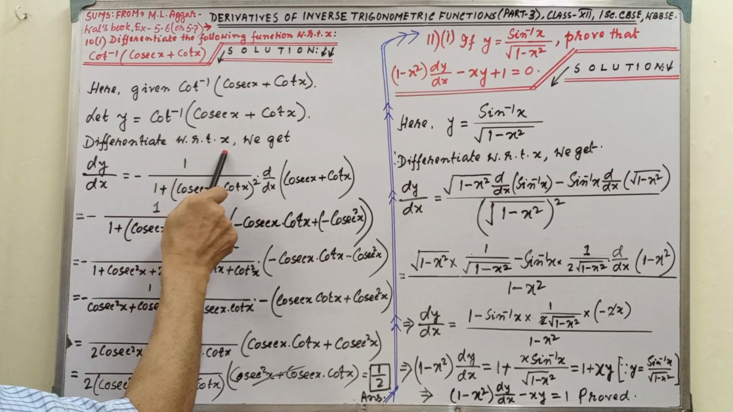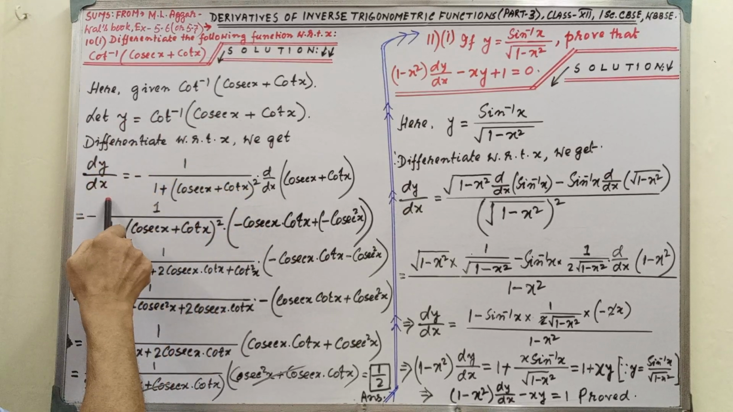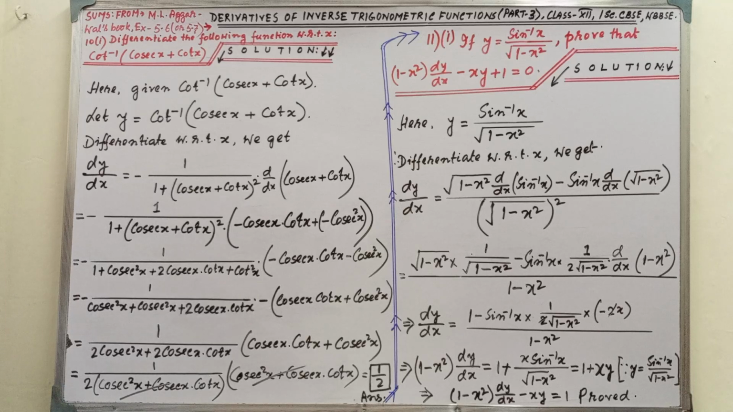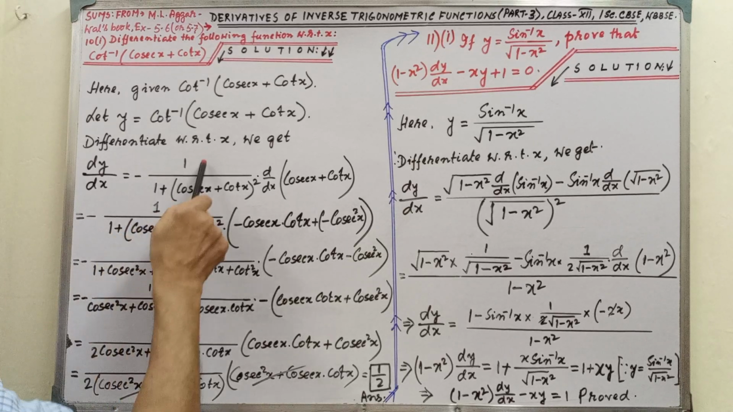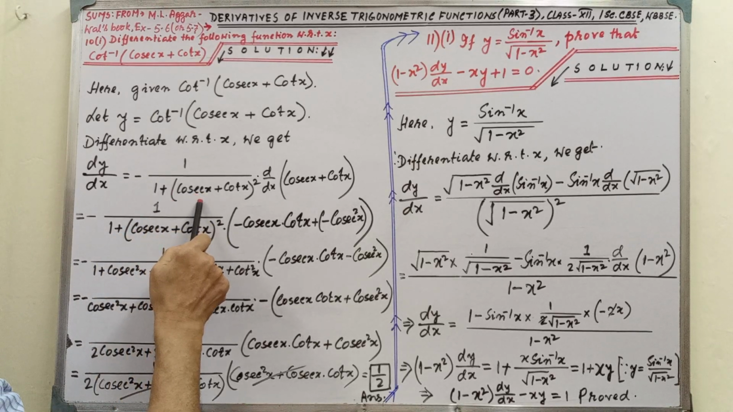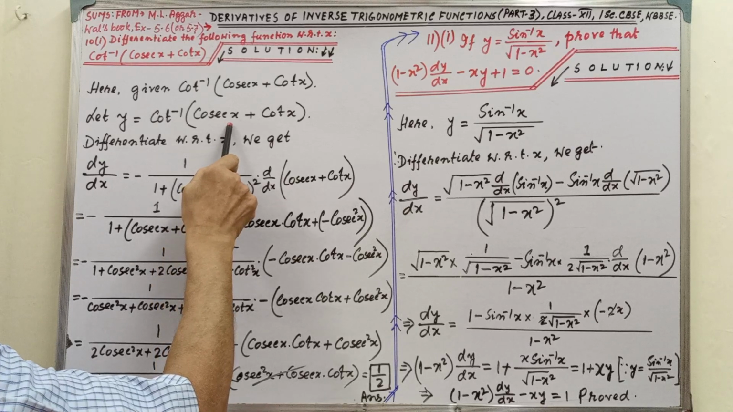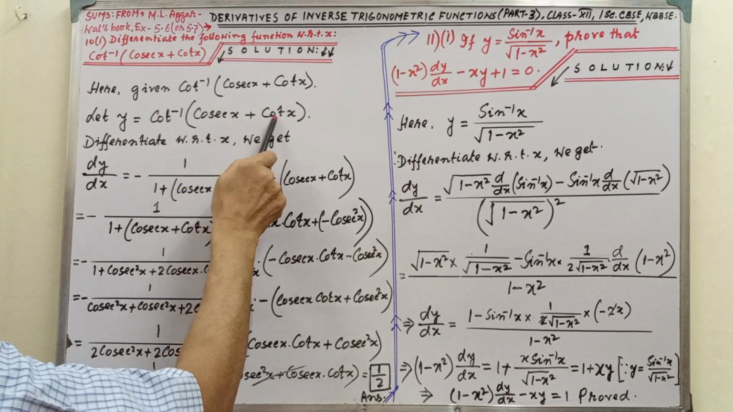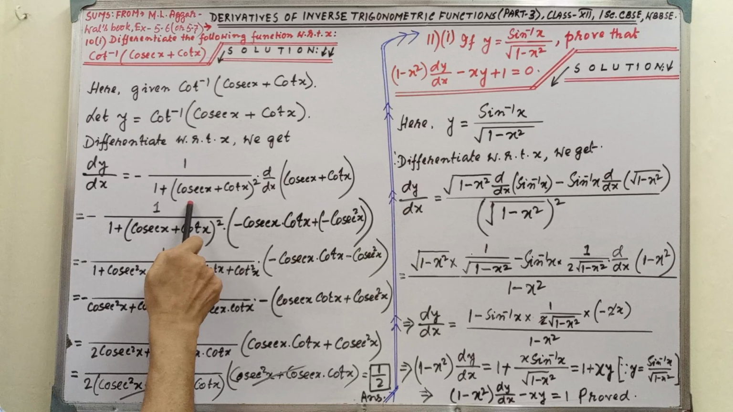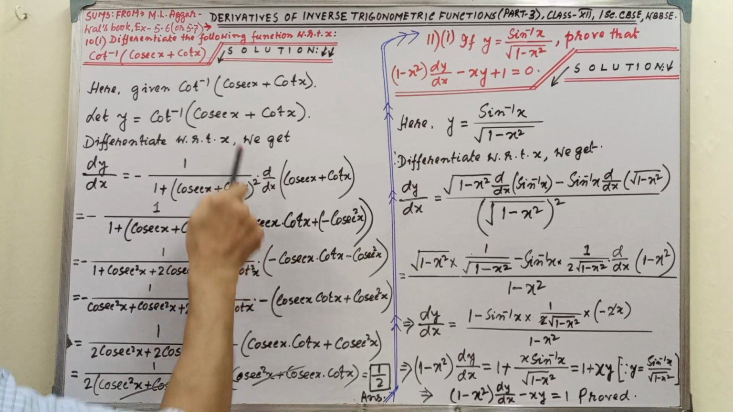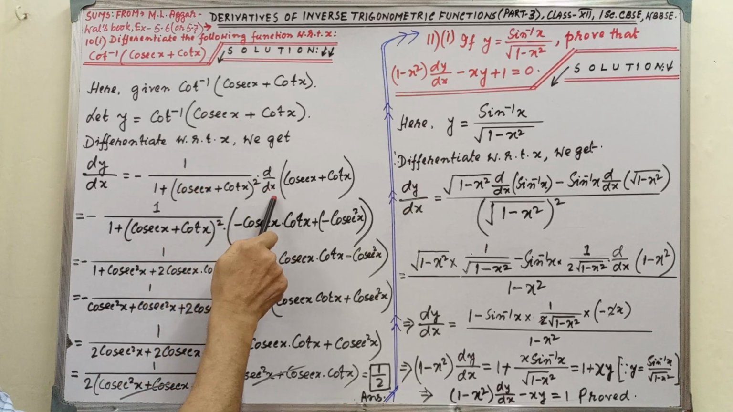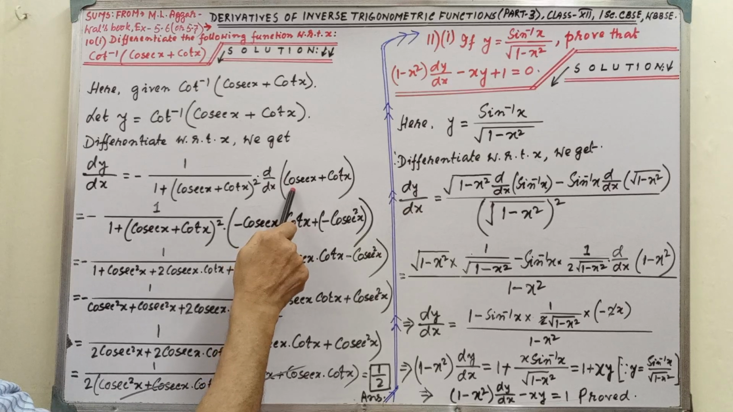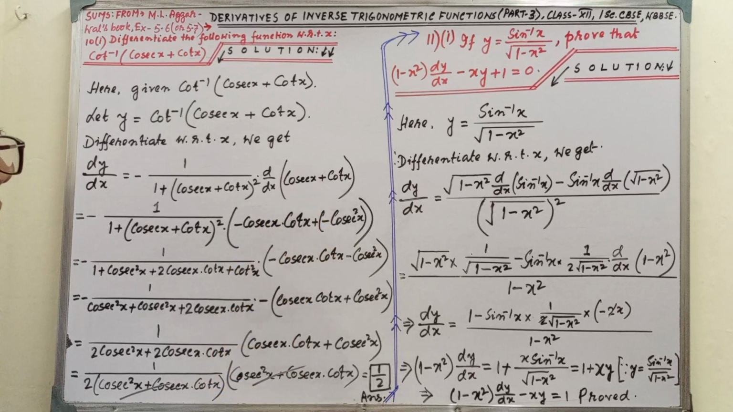Differentiate with respect to x, we get dy by dx. Cot inverse x, that is minus 1 by 1 plus x square. In place of x, here is given cosec x plus cot x. This is why it is cosec x plus cot x whole square. And this part again we have to differentiate, that is d by dx of cosec x plus cot x.